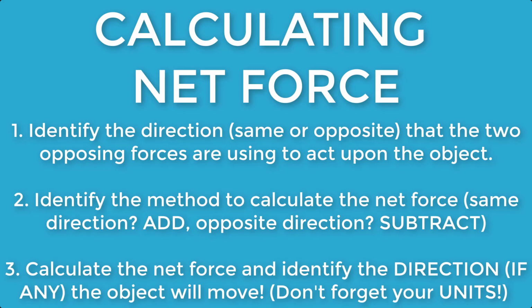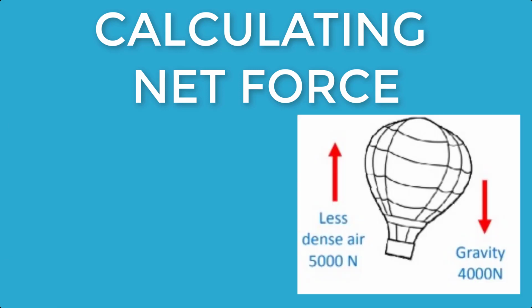Calculating net force is as easy as 1, 2, 3. Number 1, identify the direction, either the same or opposite, that the two opposing forces are using to act upon the object. Number 2, identify the method to calculate the net force. Are the vectors going in the same direction? Then you add the forces together. Are the vectors going in opposite directions? Then you subtract. And number 3, calculate the net force and identify the direction, if any, the object will move. Don't forget your units. Let's try some examples.